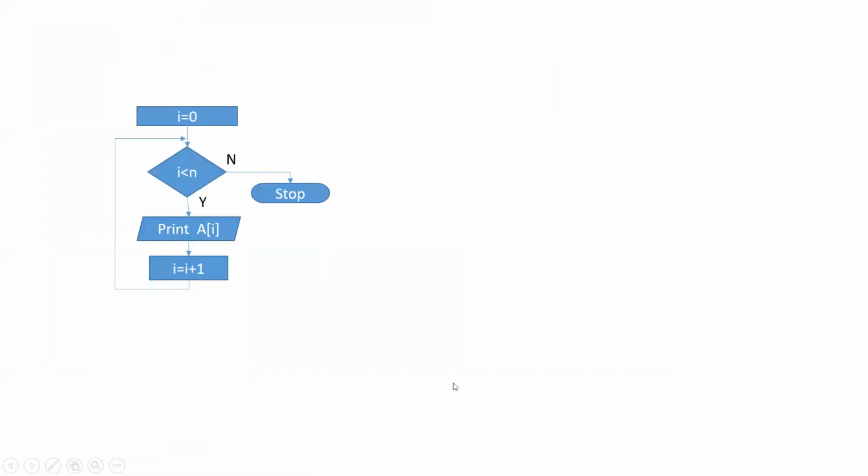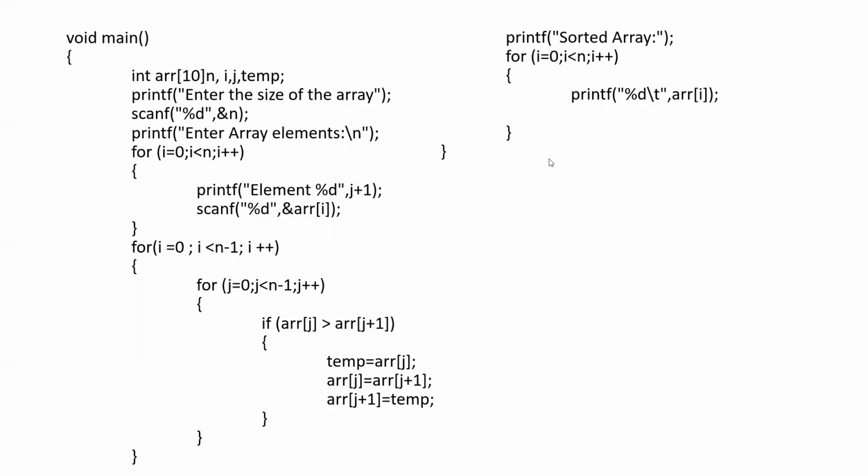Now go to the printing part. So printf sorted array. Again, it is a loop, for i equal to 0, i less than n, i plus plus. Printf %d, comma ARR of i. So this is the only statement here. Close the loop body and end of the program. So close the main function. This is the entire program for sorting an array.